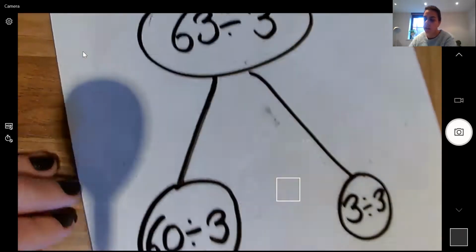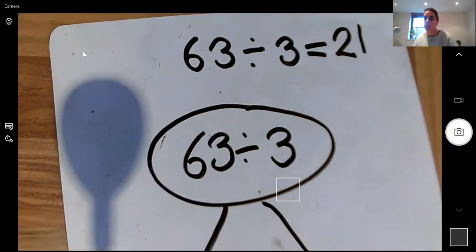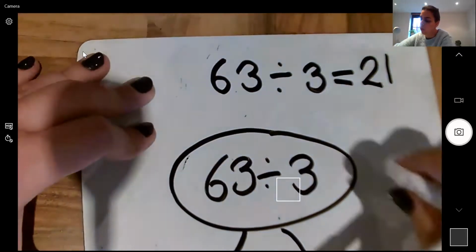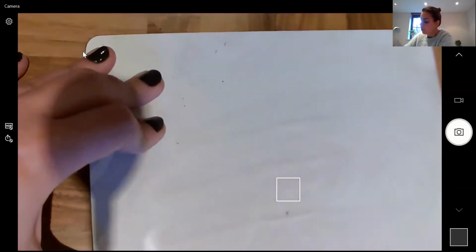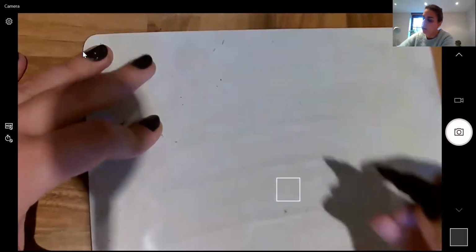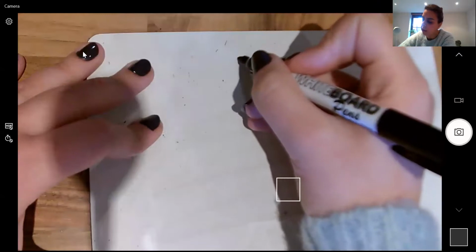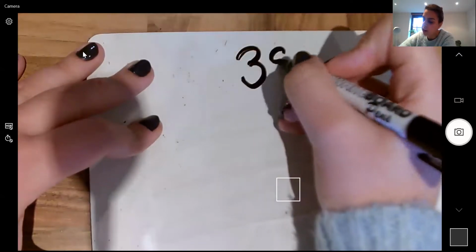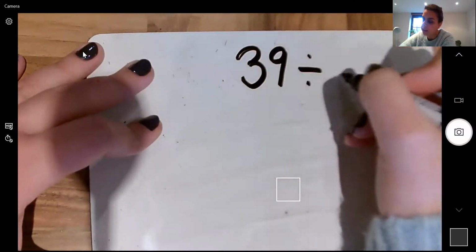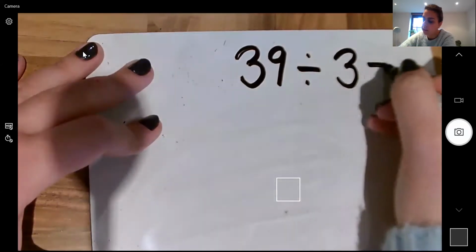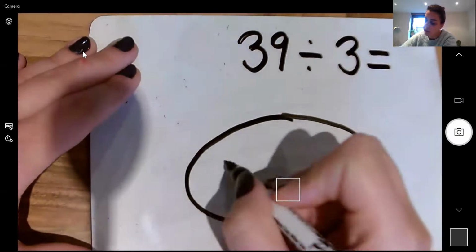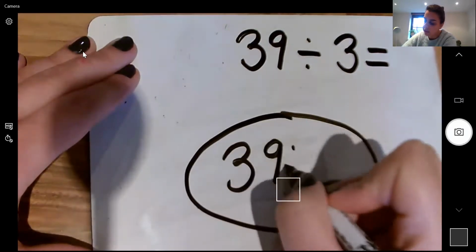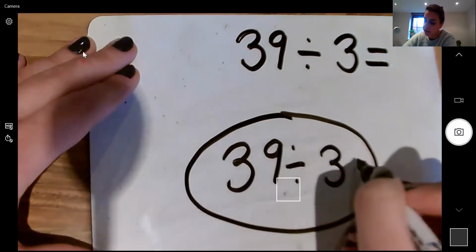Now I'm going to do another one, and I'm going to ask you to do this one on your own. I'm just going to wipe my board. Okay, let's try another one. This time I'm going to try 39 divided by 3. So I'd like you to start in your part-whole model at the top. I'd like you to write 39 divided by 3.